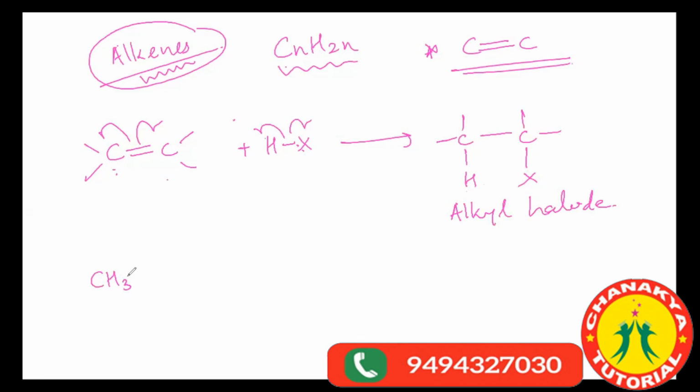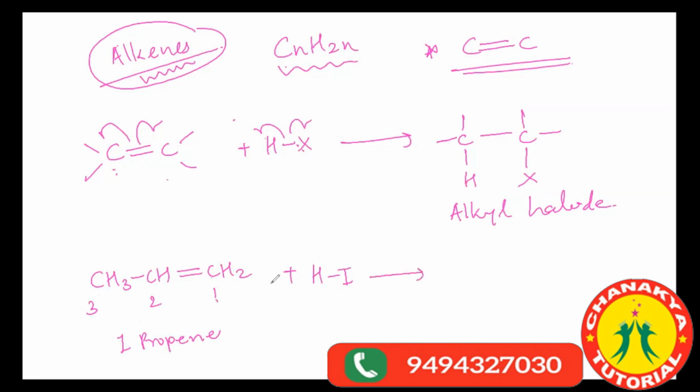CH3, CH double bond CH2. This is what? If you number 1, 2, 3, at the first position, carbon-carbon double bond, right? So 1-propene, correct? Yes? Now, you are going to react it with HI or HX. It's up to you. If I react with HI, what would be the product I'll get?